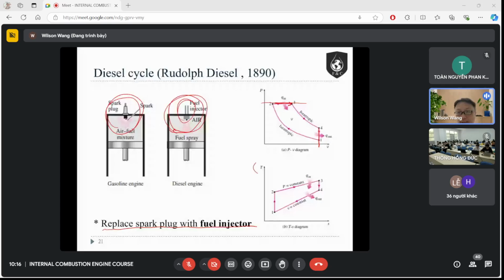So if you look at the TS diagram, you can see 2 to 3 is a constant pressure process. From 1 to 2 is constant entropy, and 3 to 4 is also constant entropy. They are isentropic processes. And 2 to 3 is constant pressure, and 4 to 1 is a constant volume process.